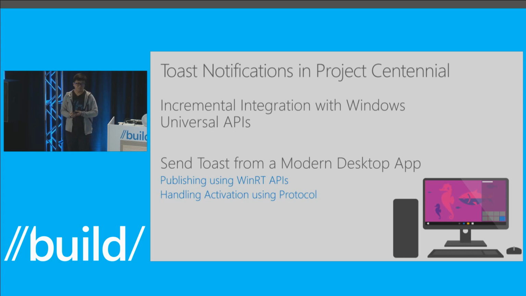With a desktop modern app, you can publish a toast using WinRT APIs just like you do with the standard UWP app. And also, you can handle activations using protocol by supporting your custom URI schema. And more story about toast activation and application activation in general for modern desktop app will be coming in the future.